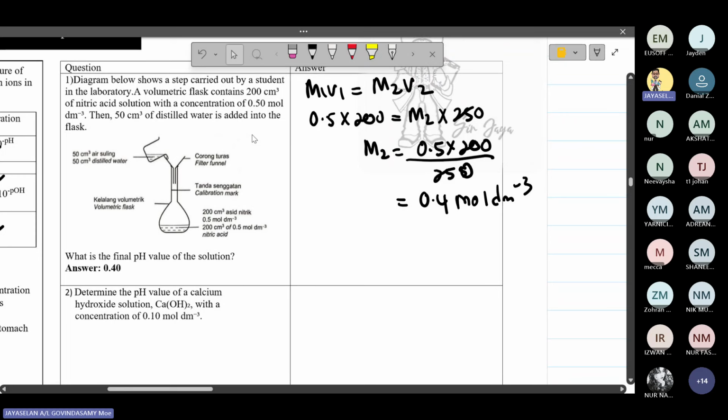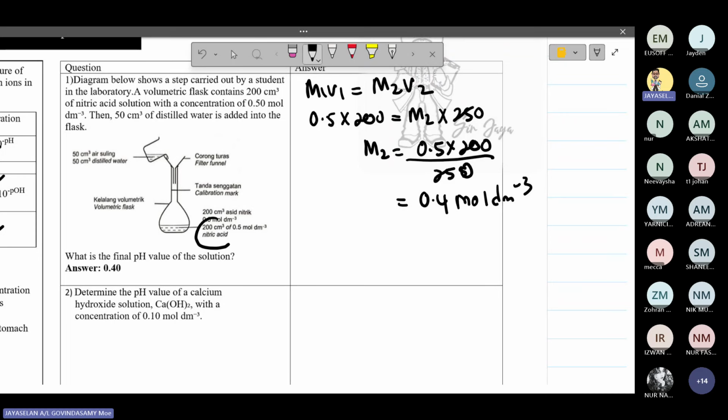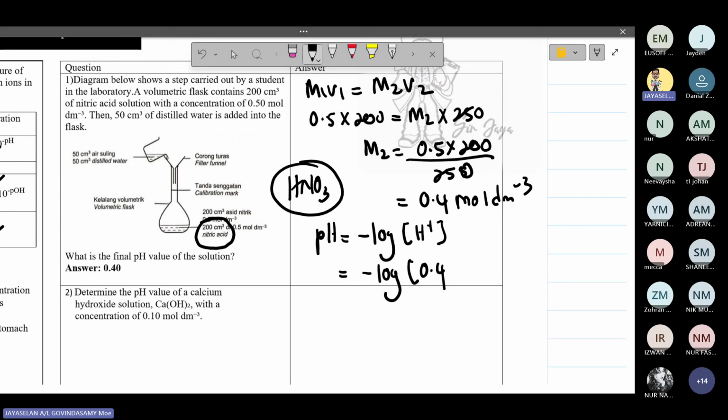So pH value, this is what acid? Cuba tengok, nitric acid, right? So acid, you use pH value. pH is the negative log of the concentration of hydrogen ion. So you put here negative log 0.4. Dalam nitric acid kita ada satu hydrogen ion saja, so tak perlu darab. You find the answer, you will get 0.40, pH value no unit. So you already score 2 marks for this.